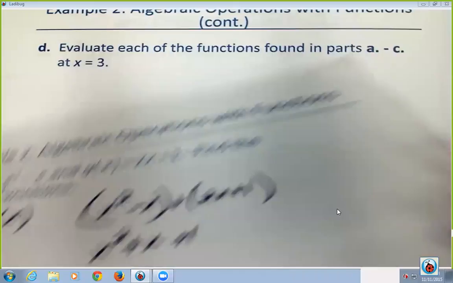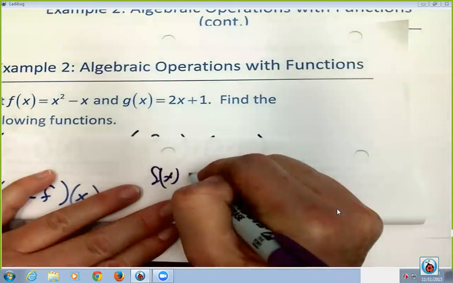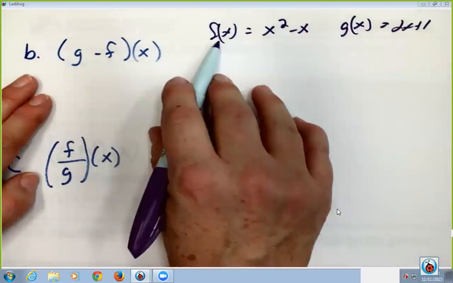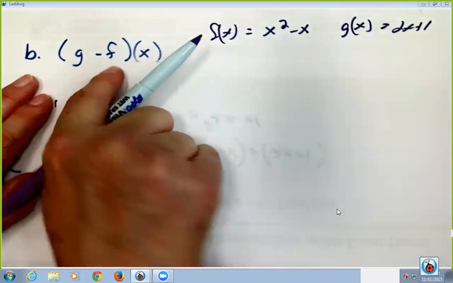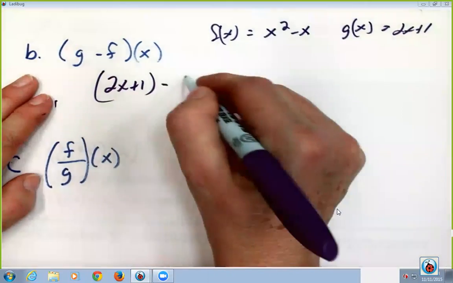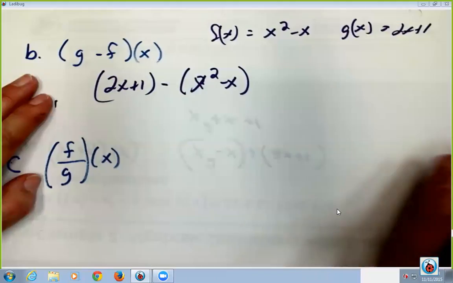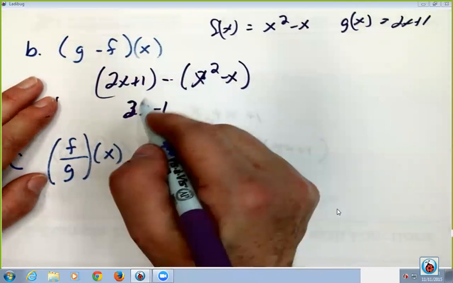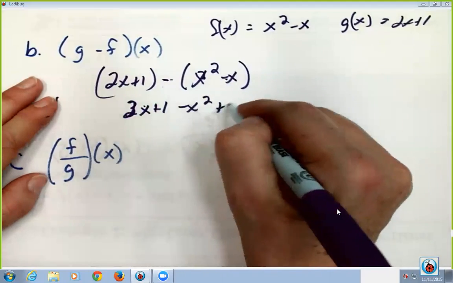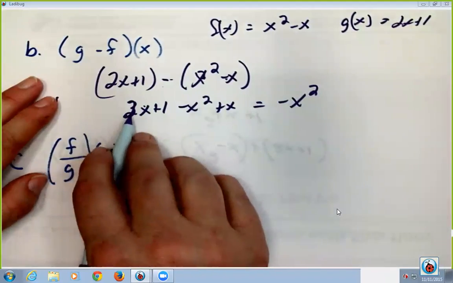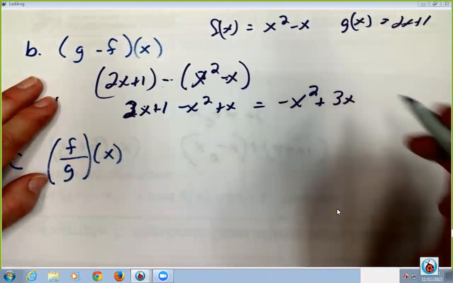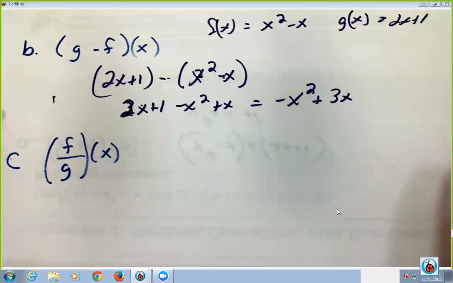And then if we take these and write them over here, we are going to subtract the 2. So if I subtract the 2, notice it's g minus f. So it's 2x plus 1 minus x squared minus x. So I changed my order in here, so do pay attention to that. So 2x plus 1, minus x squared, plus x. So I get a negative x squared, 2x, and an x is 3x. And so that becomes my solution. Okay? What do you think?